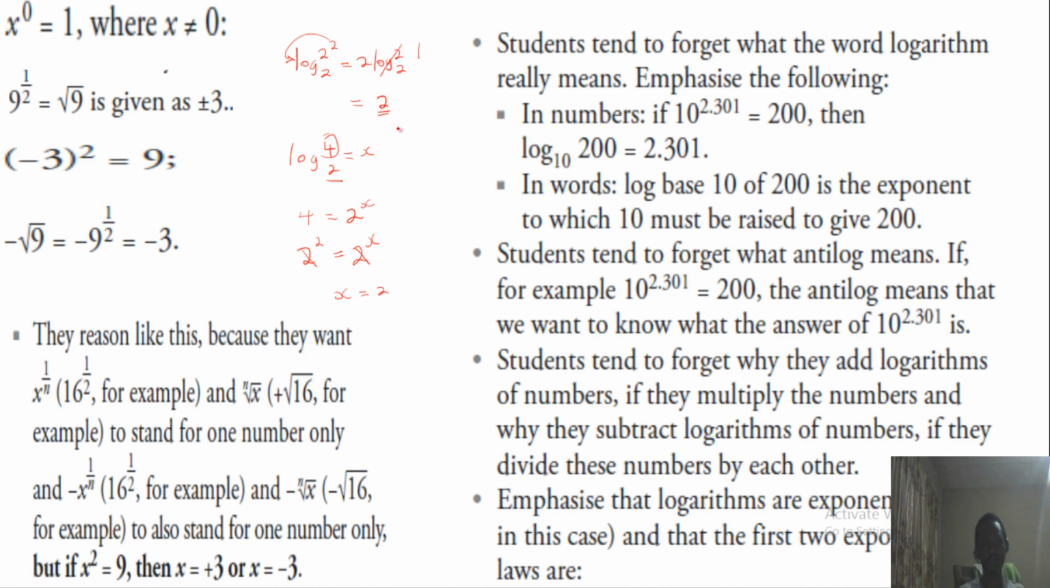Basically, what we are saying here is a very simple thing. We are saying in words, the log base 10 of 200 is the exponent to which 10 must be raised to give that 200. Students tend to forget what anti-log means. For example, if 10 raised to the power 2.301 is equal to 200, it means we are taking the anti-log. The anti-log means that we want to know what the answer of this is. That's basically what it means. We want to know what this particular answer is in base 10. Therefore, you just check 2.301.